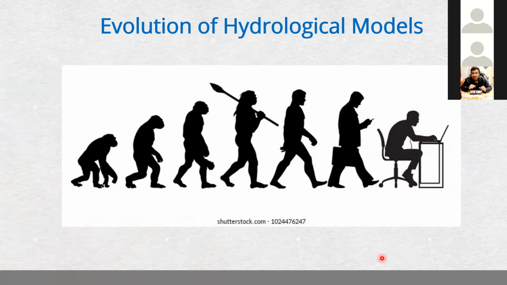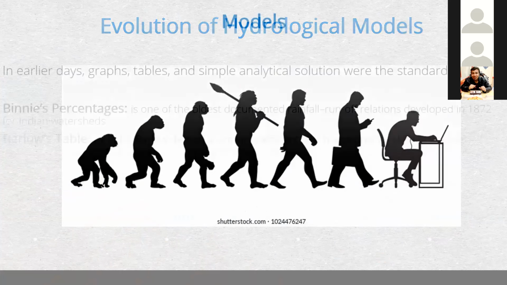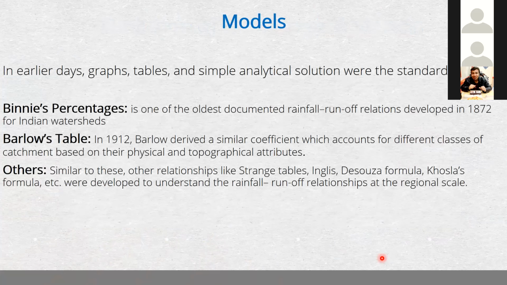Presently we are talking about the hydrological model. From the very beginning to the latest stage, we have seen various advancements in the field of hydrological modeling. Let us look at the analytical approach that the earlier people adopted to model the hydrological cycle. Initially, in 1872, Binnie's table was introduced, and it is one of the oldest documented rainfall runoff relationships, developed in 1872 specifically for Indian watersheds.